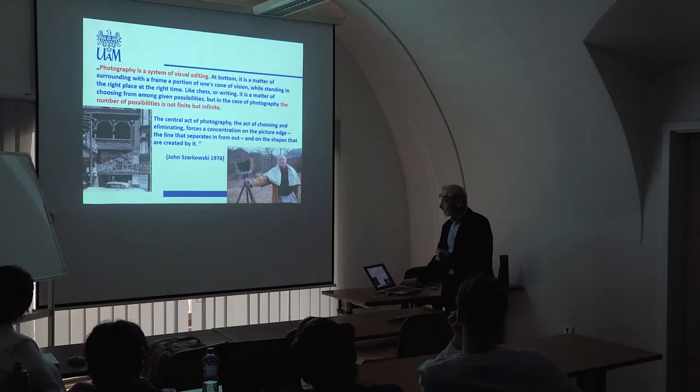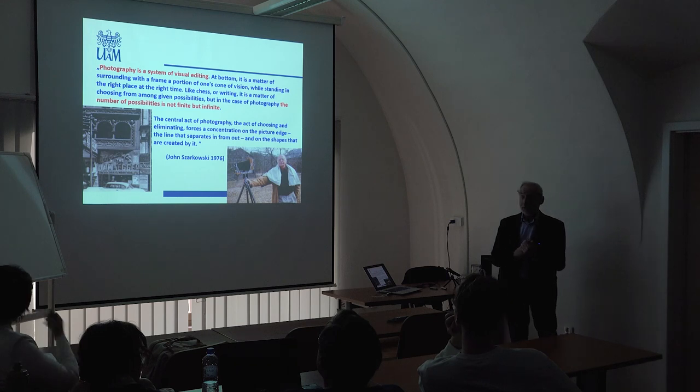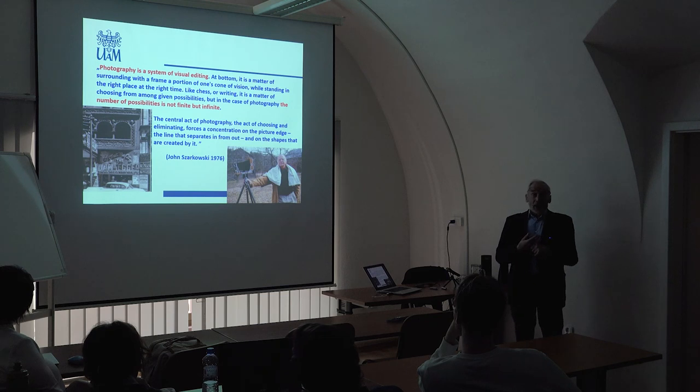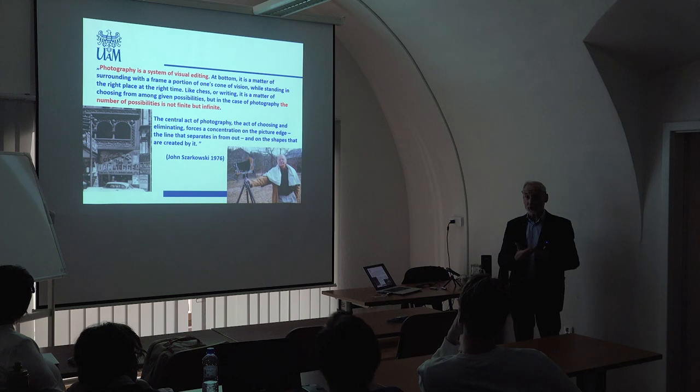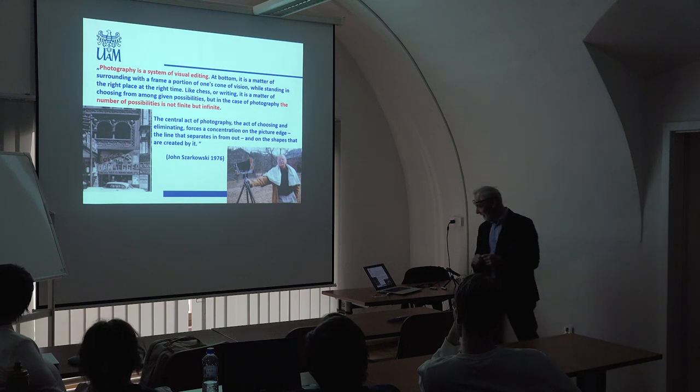So it was another thinker and photographer who presented this kind of thinking about photography, and I highlighted in red the most important element: that photography is a system of visual editing. So the photographer has an impact on the creation of the image. And there are a number of possible ways of taking photographs of the same feature, the same objects. So every student can take different photographs of the same object.